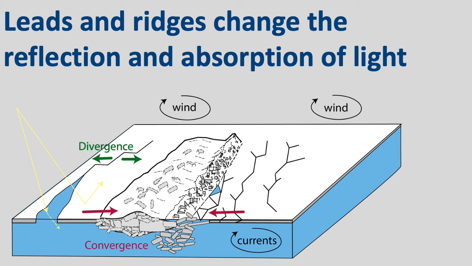The dark leads are also locations where during polar day sunlight can be absorbed. It is then available for the microorganisms living under the sea ice. Pressure ridges act like mountains. On the sun-facing side, more sunlight is absorbed, while on the shadow side there is less.